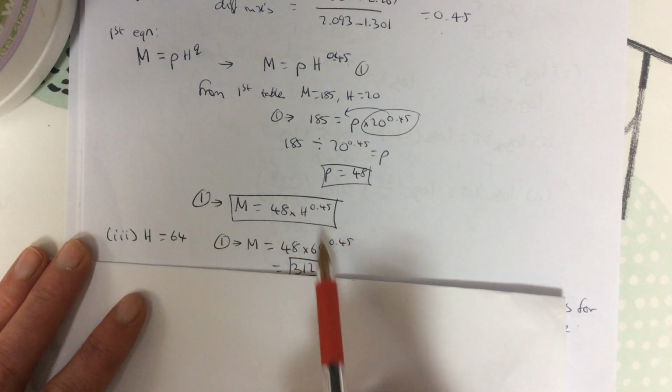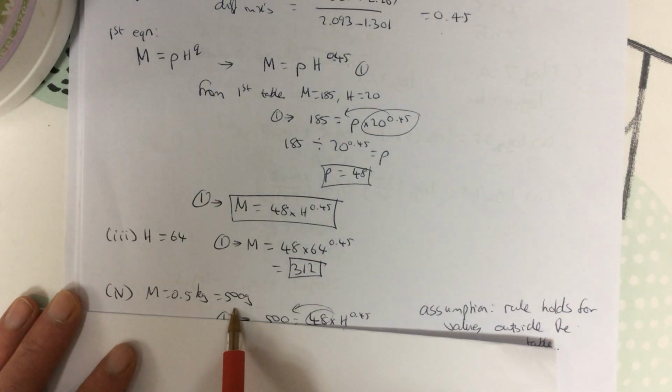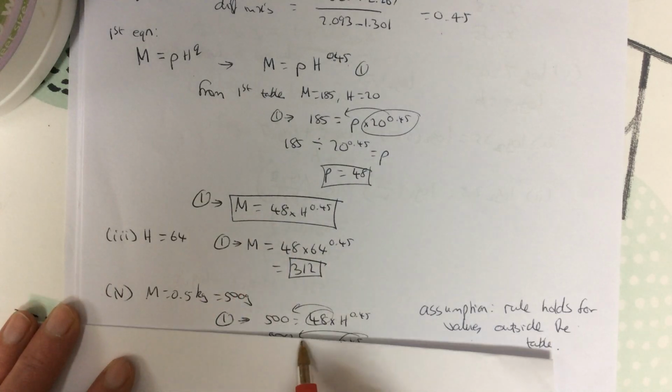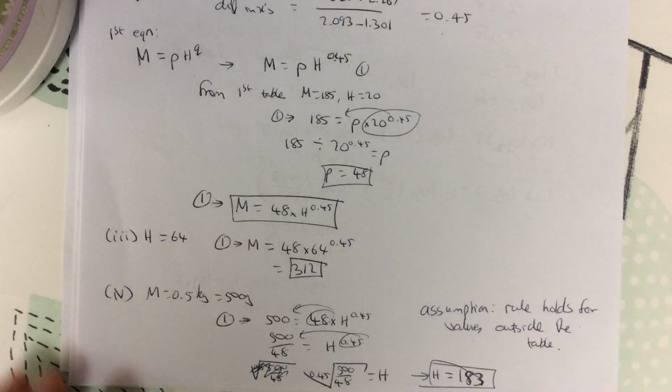h is 64, so put it in. m is 0.5. Again, watch those units. So m is 500. And just rearrange that like we did before. And the assumption is the same standard answer: the rule holds outside the values given.